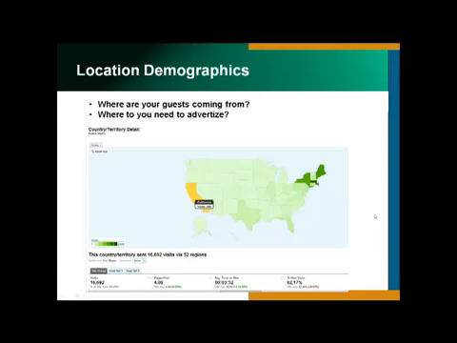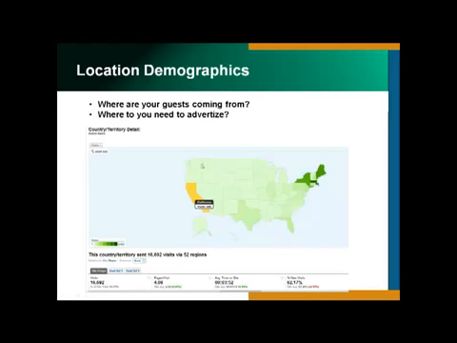In this particular case, the hotel we're talking about is up in Massachusetts. But you can see they get a lot of traffic from Maine and New York, and then they get some traffic from California. All I would have to do is hover over each of the states and get the quantity of people coming to my site from that state.